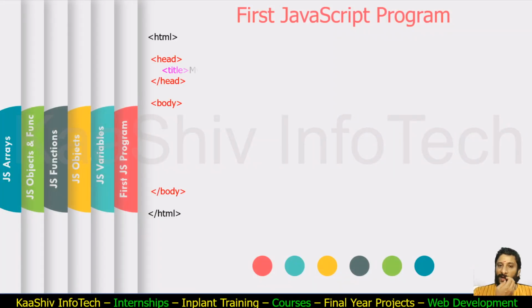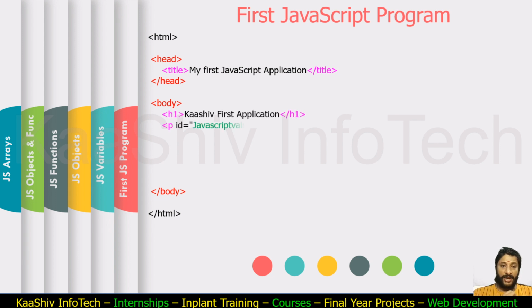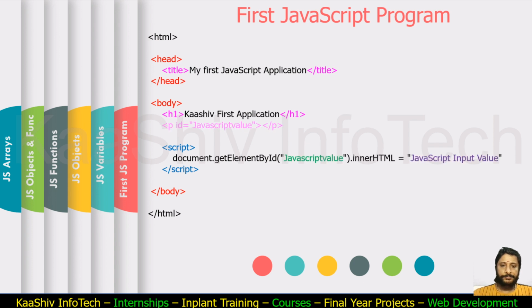Okay, let's move on to the practical part. First, a JavaScript program. I got my HTML, I got my head tag, I got my body tag. Inside it, I got my H1 tag and a paragraph tag. This is how the script is written. It's an inline, internal JavaScript. This paragraph tag is going to get modified, and this is the code which is going to affect that paragraph tag. And this is the JavaScript code.